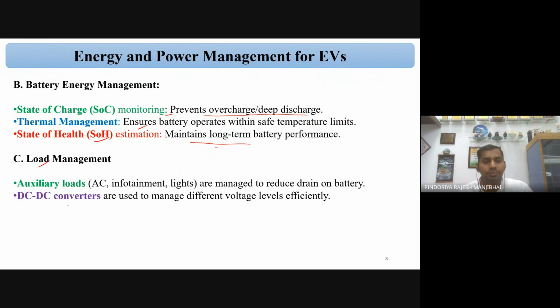Load management. Auxiliary loads like AC, infotainment, and lights are managed to reduce the drain on the battery. So we have to manage when we operate the auxiliary load. Correct? Auxiliary load means your entertainment devices. Okay. DC to DC converters are used to manage the different voltage levels efficiently. Correct. So that's why we have to use the DC to DC converter, and that comes under the category of the load management system.